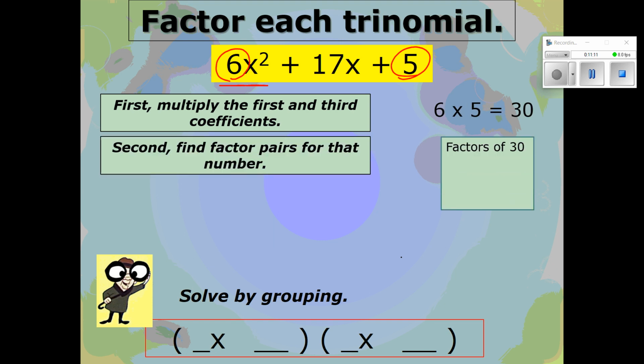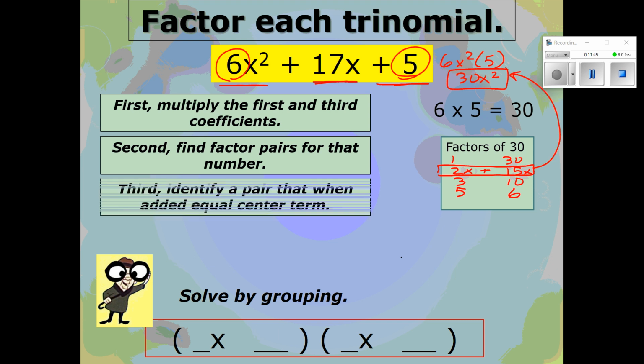If you just multiply the first term times the last term and you do 6x squared times 5, you get 30x squared. So we know when we multiply the center terms together, they need to equal 30x squared, but we're looking for factor pairs for 30. So we have 1 and 30, 2 and 15, 3 and 10, and we have 5 and 6. And we want to add together to get a 17x. So when I look here, I know that a 2x plus a 15x equals 17x. And when multiplied, it gets a 30x squared. So that's the pair I'm going to divide it into.